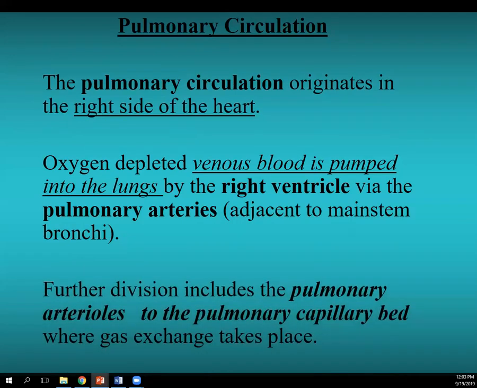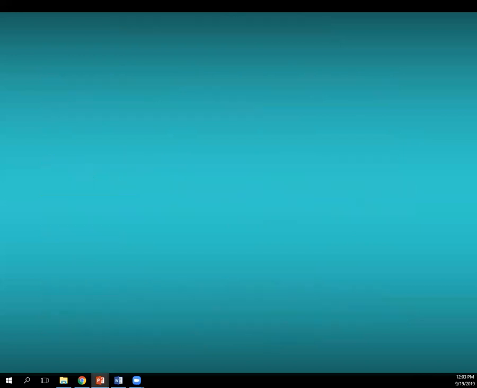So as we're just moving through the pulmonary system, further division into the pulmonary arterioles and into the pulmonary capillary bed. So it starts off in the bigger vessels, and then it goes into the arterioles, and then it goes down to the capillary bed, which is the smallest area in that system. And then down there is where the gas exchange takes place. So it's almost like telling you a little story of how the blood flows through the pulmonary system.